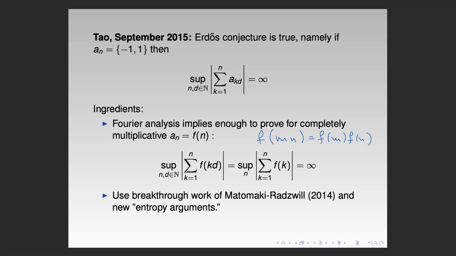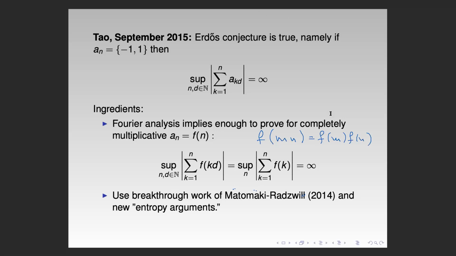And for this class of functions, you can always factor out f of d, and the question of the discrepancy becomes the question of the unboundedness of the partial sums. And well, right before that, there was a spectacular breakthrough by Matomäki and Radziwiłł that Tao used with extra ingredients to actually resolve this case of completely multiplicative functions.